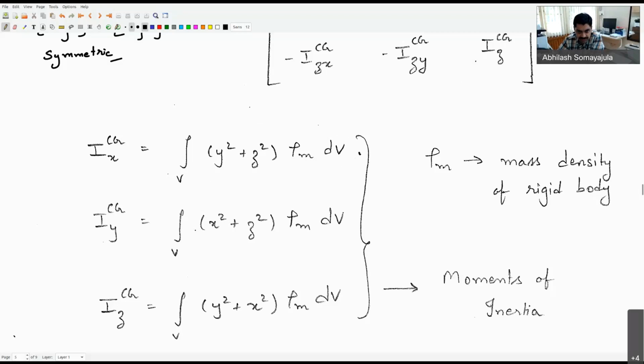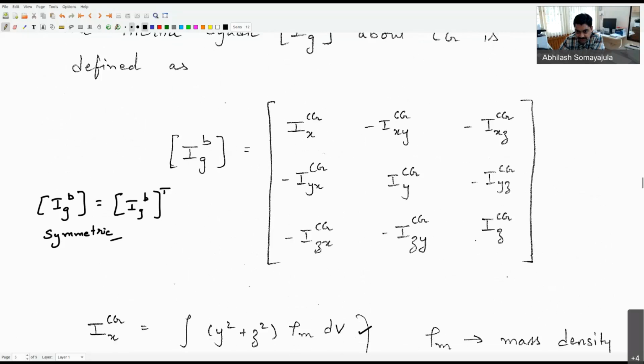Similarly, the other two terms also, where I'm looking at the distance from the y-axis, distance from the z-axis. So that's why you have x square plus z square in this case, x square plus y square in this case. These three terms are known as second moments of inertia, or mass moments of inertia for the vessel. Now, all the other terms, you'll see that because of the symmetry of this matrix, Ixy must equal Iyx, Ixz must equal Izx, and Iyz must equal Izy.